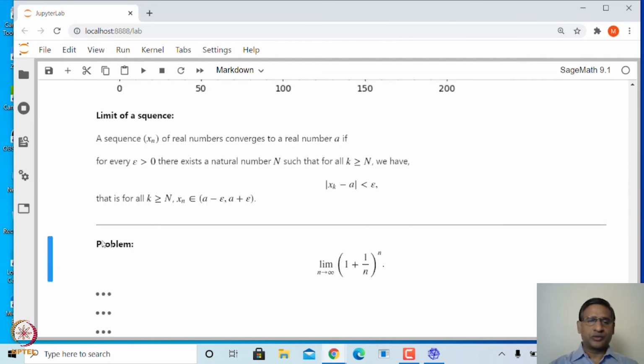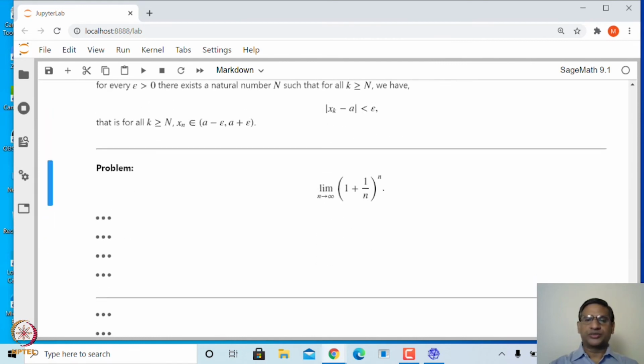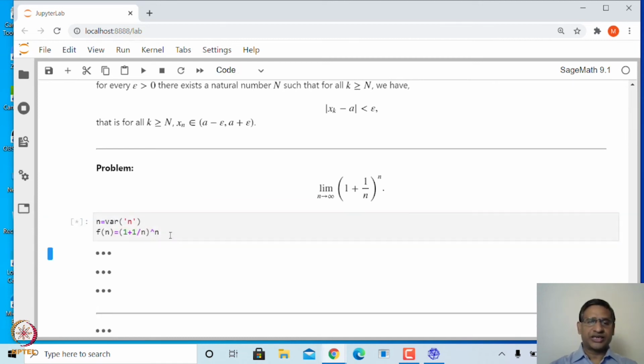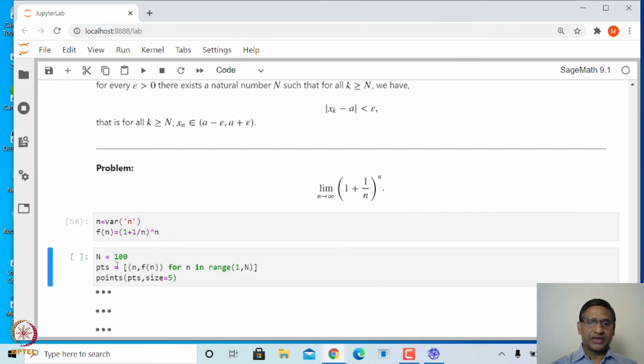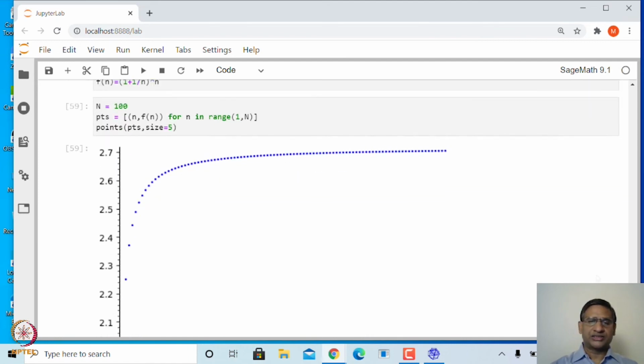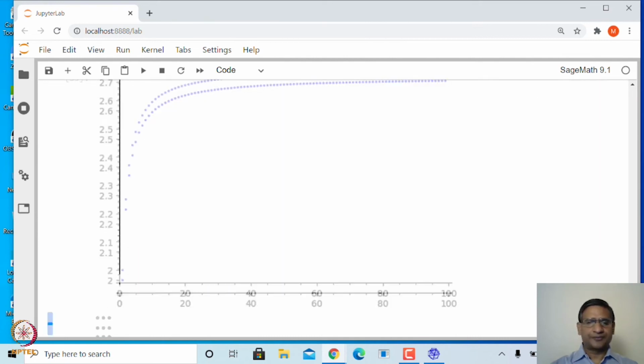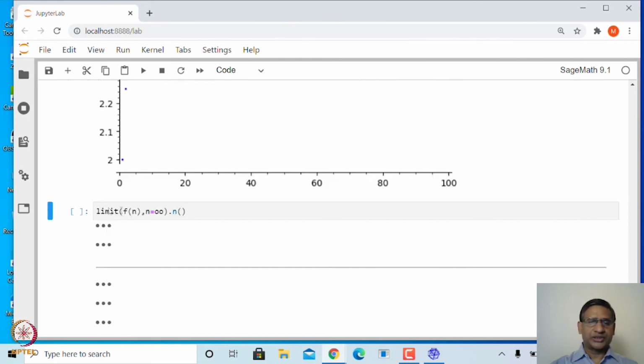Now, suppose we look at this sequence 1 plus 1 by n to the power n, and try to find out what happens to this sequence, whether it converges, and if it converges, where does it converge. So, let us first again define this sequence as f n, and let us plot some first 100 points of the sequence. You can see that this sequence is actually increasing, and it is kind of converging to some number which is close to 2.7. And so, let us find the limit.